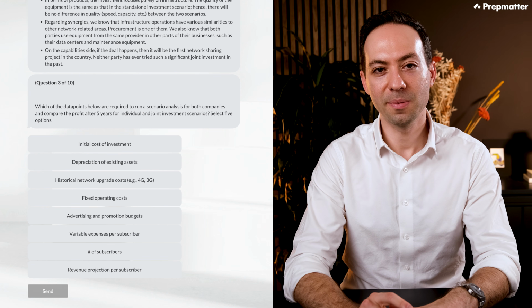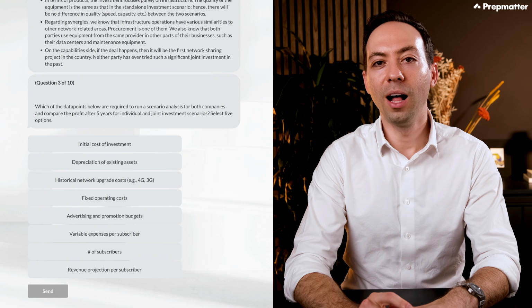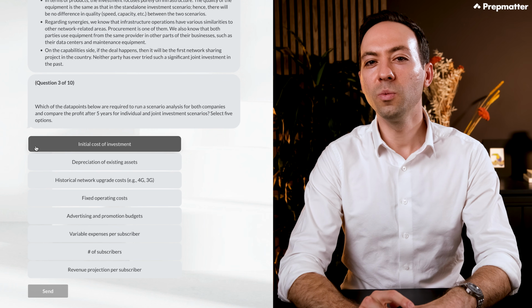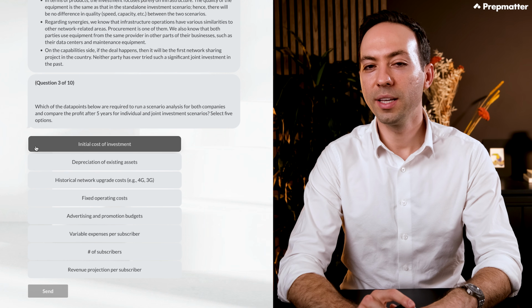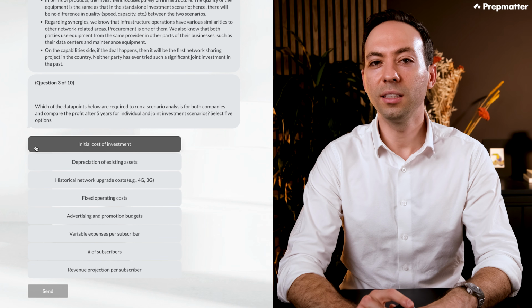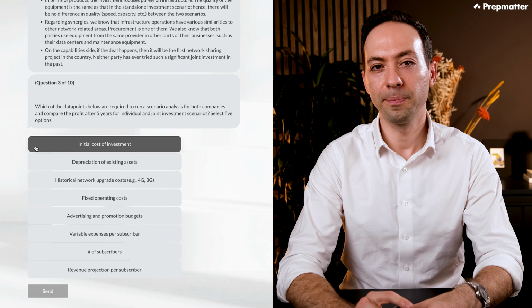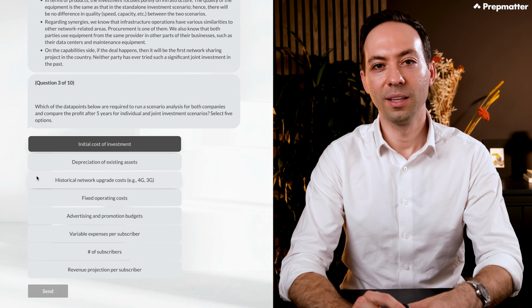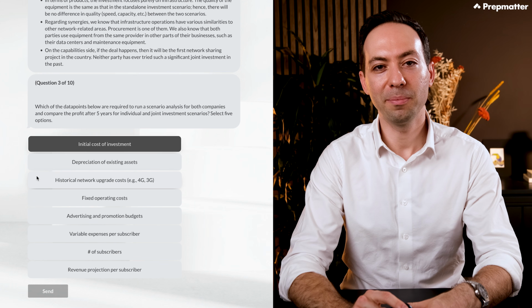Select 5 options. Okay, I'll for sure pick the initial cost of investment. I don't think we'll need to know the depreciation of existing assets. Those assets are not related to the new 5G project. I also wouldn't pick historical network upgrade costs. These are all historical, again not relevant to this 5G partnership.